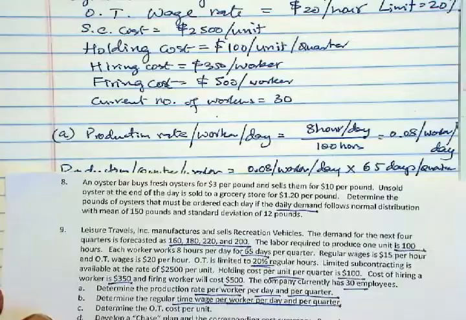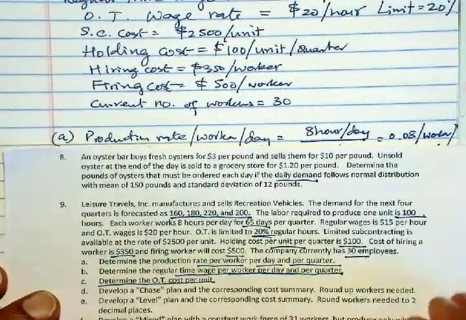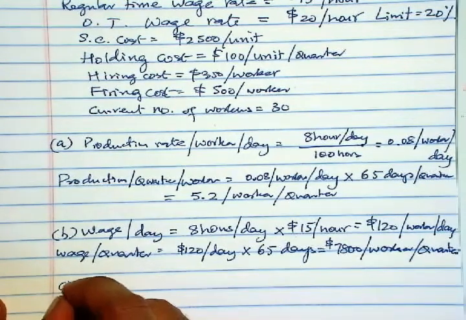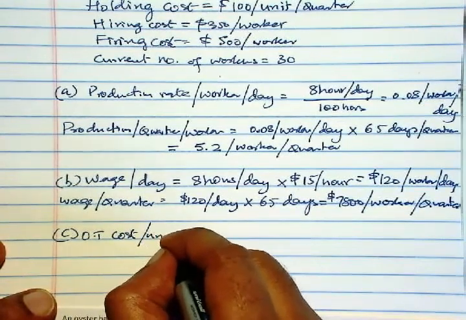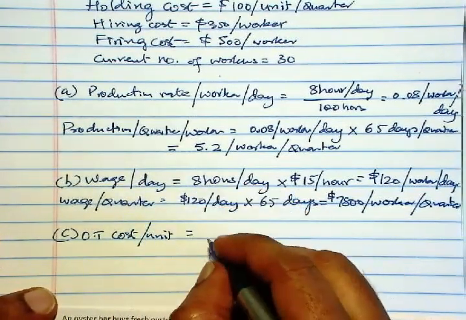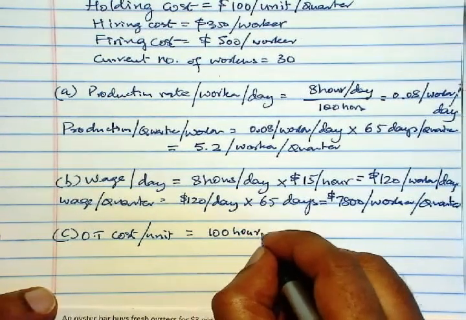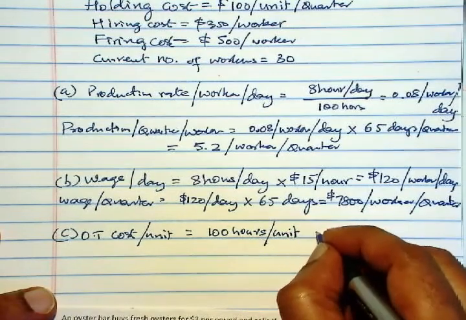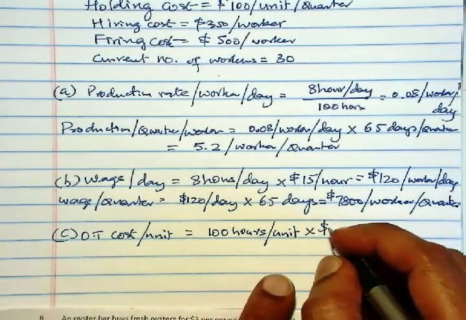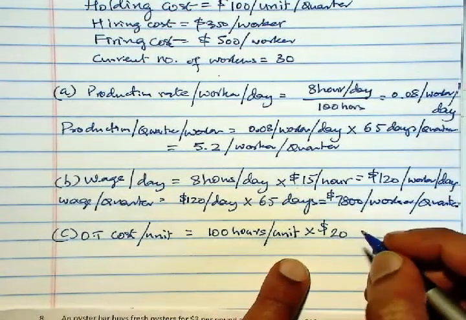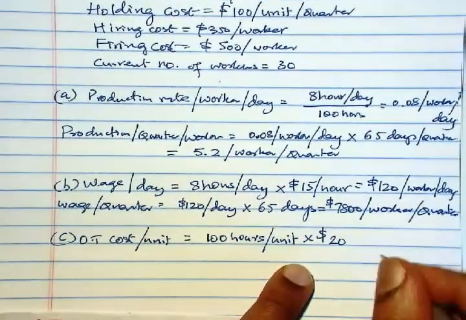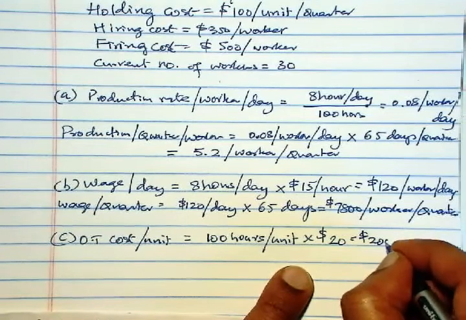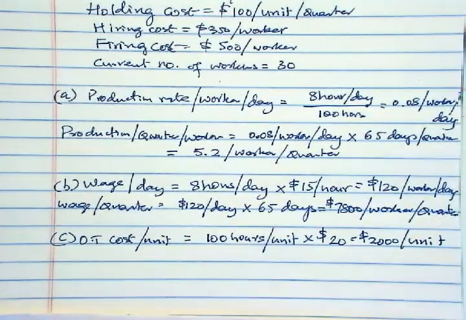Okay. The next item is determine the overtime cost per unit. Overtime cost per unit is the standard hours. So it takes 100 hours to produce one unit, and if you produce it during overtime, it's going to cost you $20 per hour. Okay, so this is $2,000 per unit. So every unit that we produce in overtime is going to cost you $2,000 per unit.